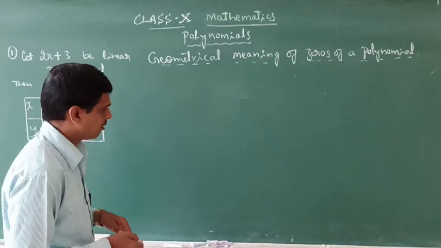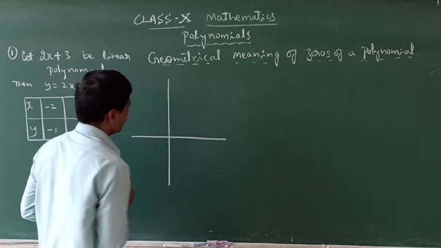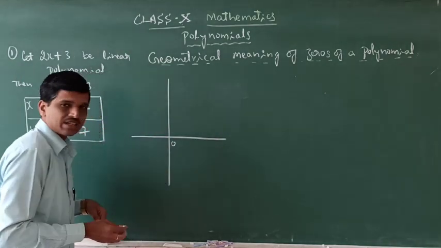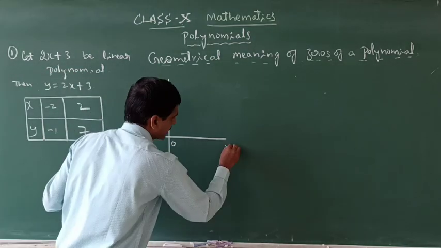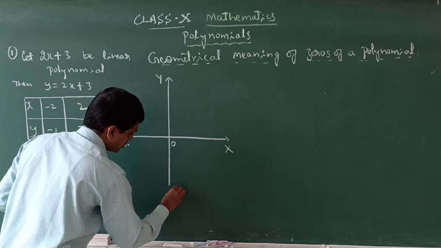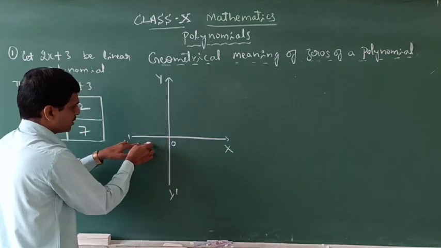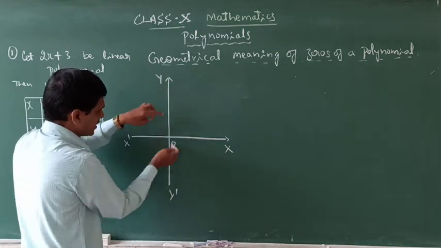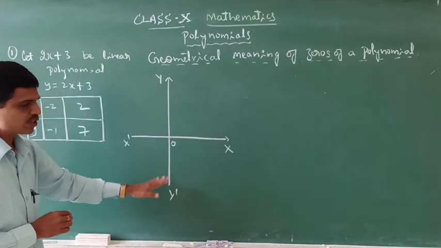Now suppose we are using the graph. I have roughly drawn it over here. Zero is the origin. This is x and this is y, and of course x dash and y dash. There are positive and negative numbers on the x axis, and positive and negative numbers on the y axis. How would you represent the points? The x values are represented here, and the y values are represented here.